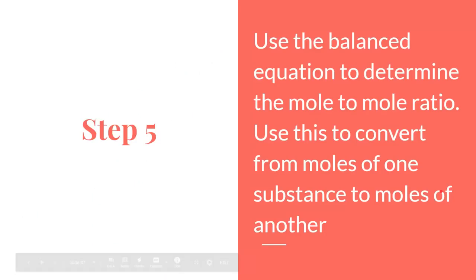The next step is to use the balanced equation to figure out the mole-to-mole ratio so that we can go from propane into the substance that we are trying to get to, which is water. So please pause the video, try this for yourself, and hit play when you are ready.